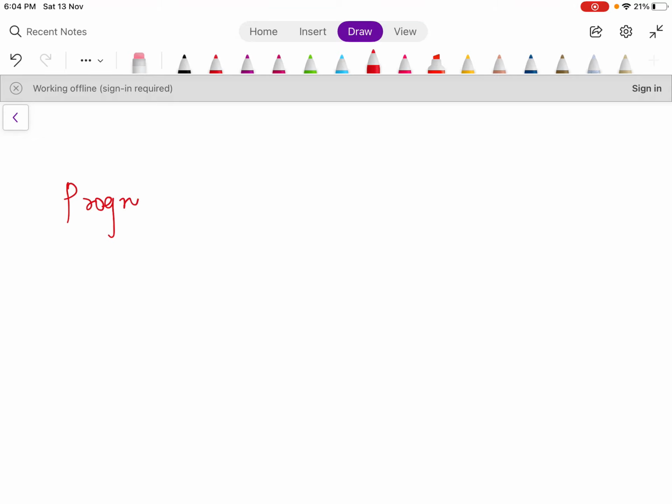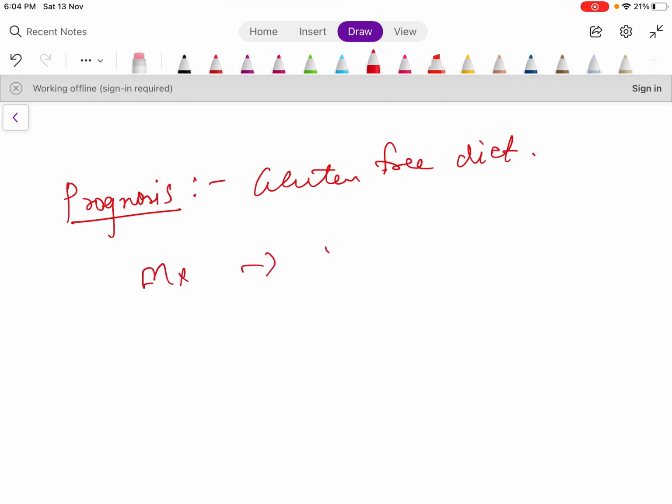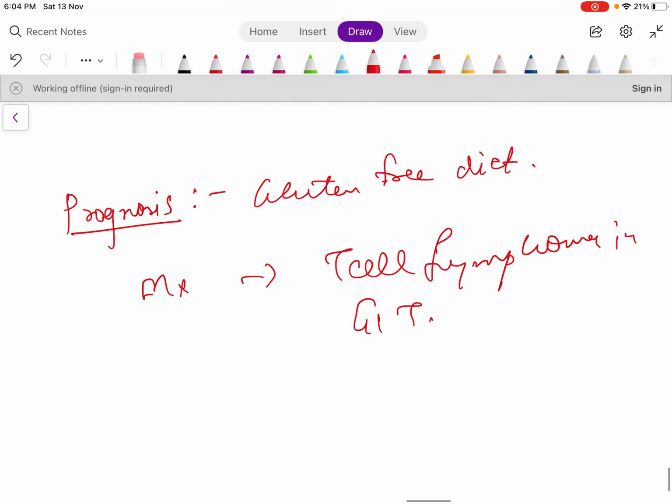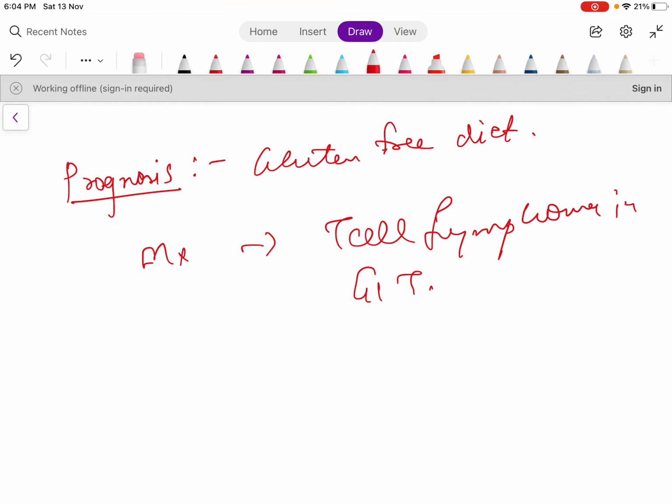Now what is the prognosis? If the patient is taking a gluten-free diet, then the prognosis is good. Okay, but there is a risk of T cell lymphoma in the GIT.